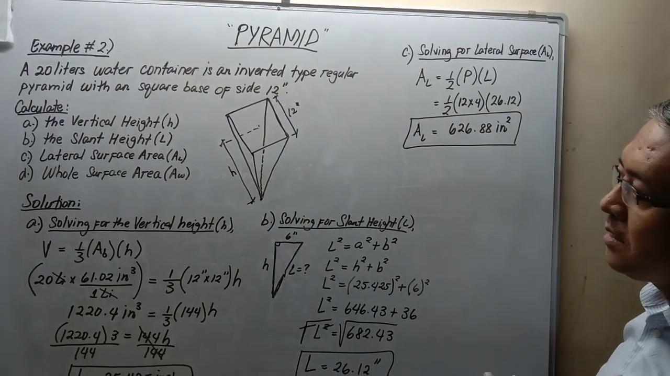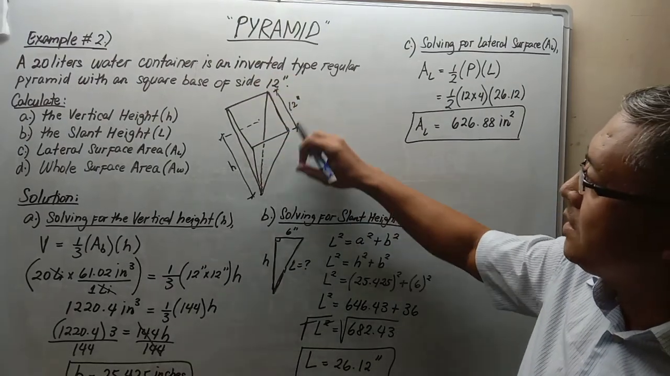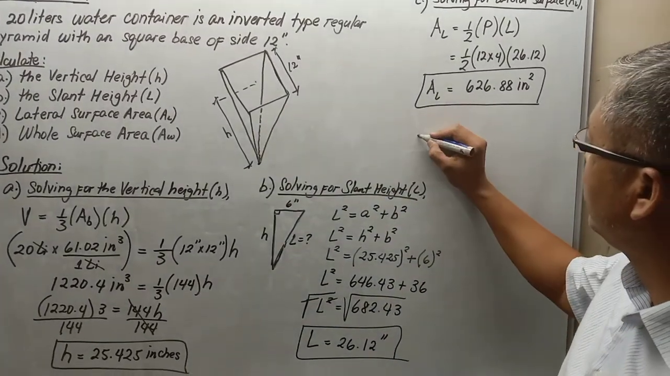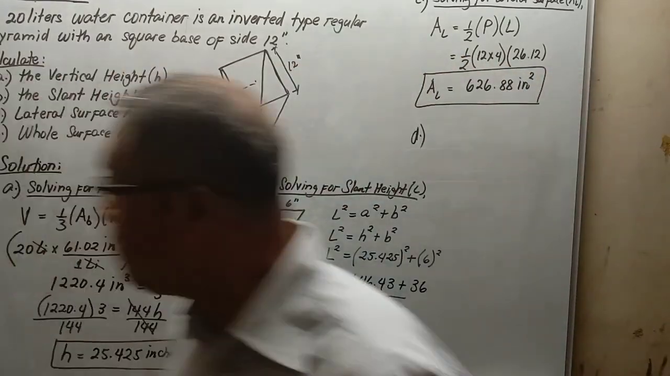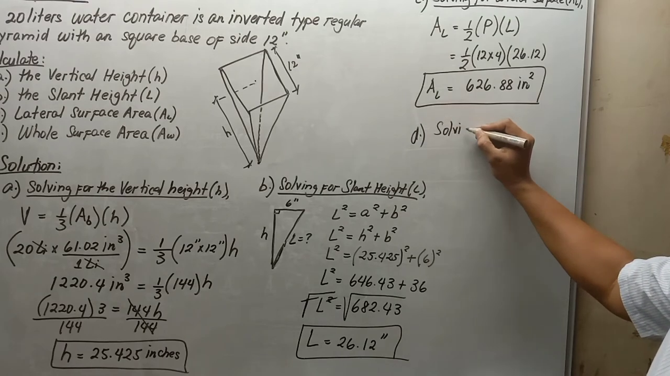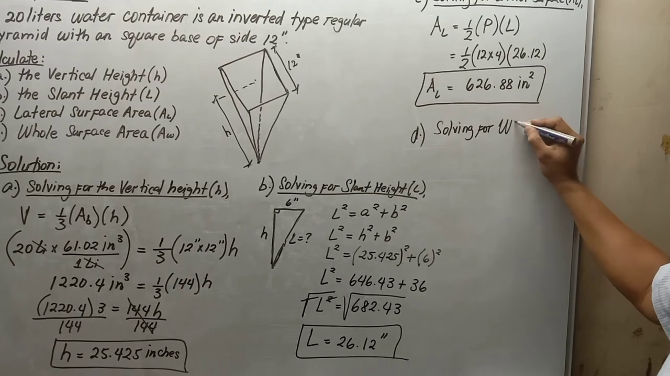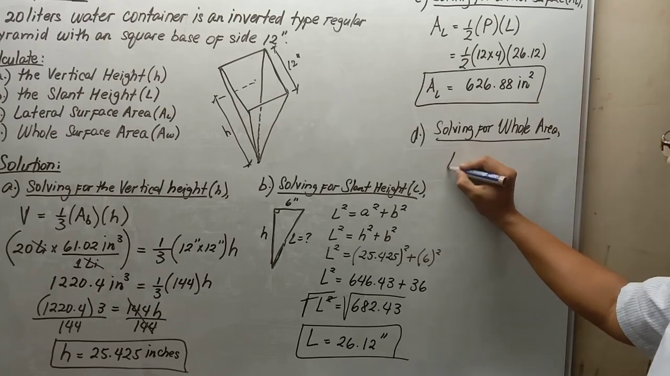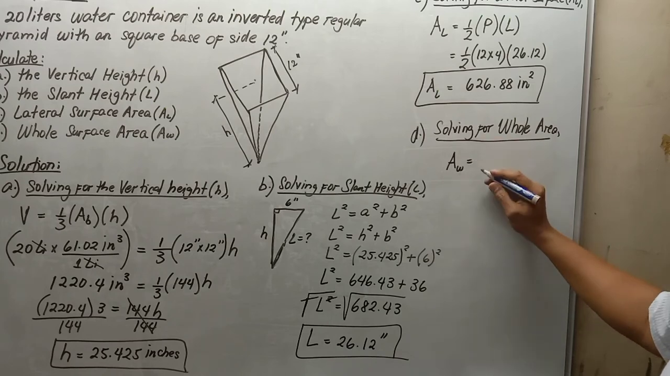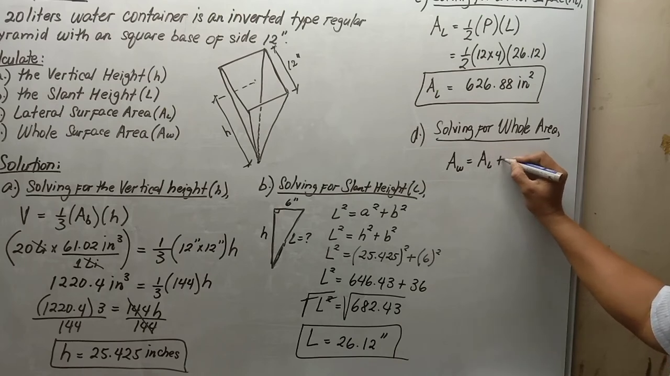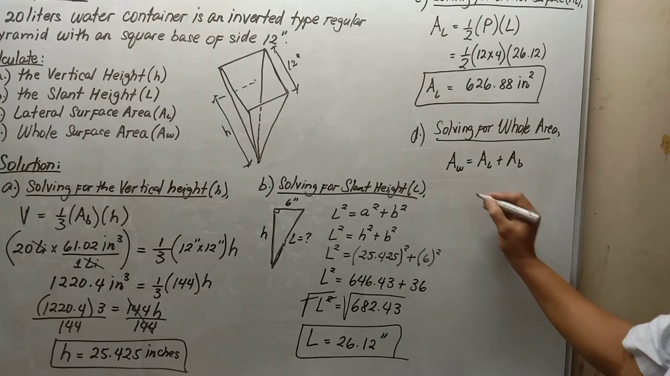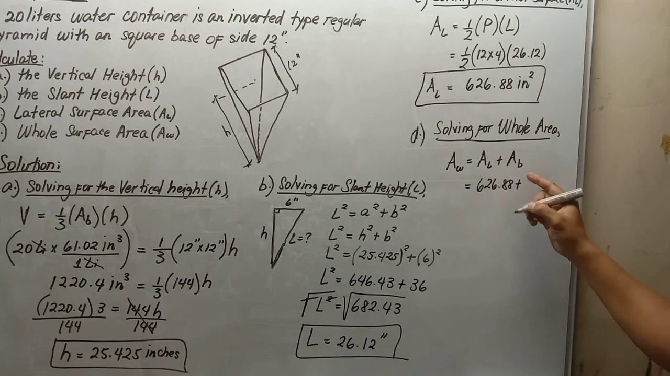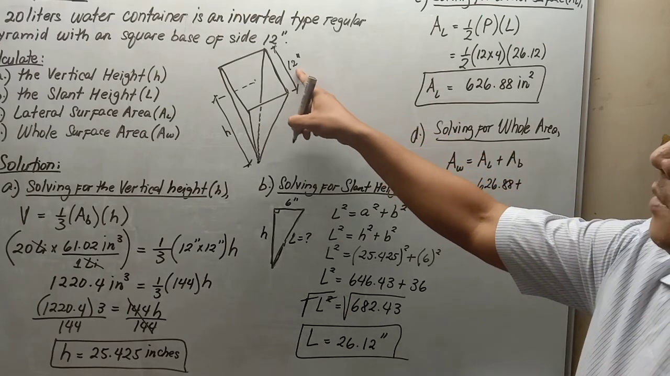Now the last part is the entire surface area of an inverted pyramid, including the base, apart from the lateral. So D will be solving for the whole area. The whole area, or A sub W, is equal to the summation of the lateral surface area plus the area of the base. So substitute, guys. How much is the lateral? 626.88 plus the area of the base. How much is this one, guys? 12 inches times 12 inches.